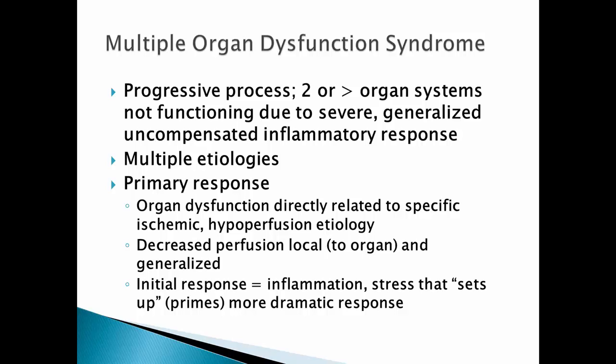So let's talk at least a little bit about multiple organ dysfunction syndrome. Multiple organ dysfunction syndrome can be the end sequela of ongoing SIRS, any shock state, and sepsis. And we know that the syndrome is a progressive process. So we're looking at 2 or more organ systems that don't function because of severe, generalized, uncompensated inflammatory responses. So there's your key. And there are multiple etiologies.